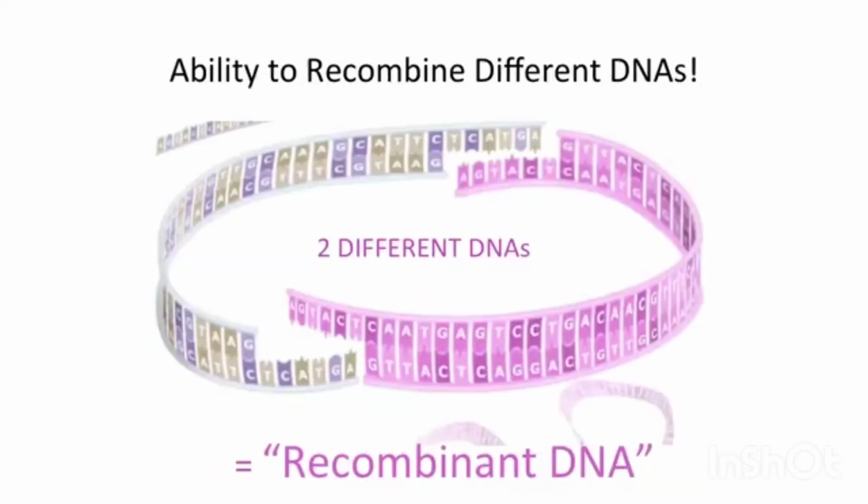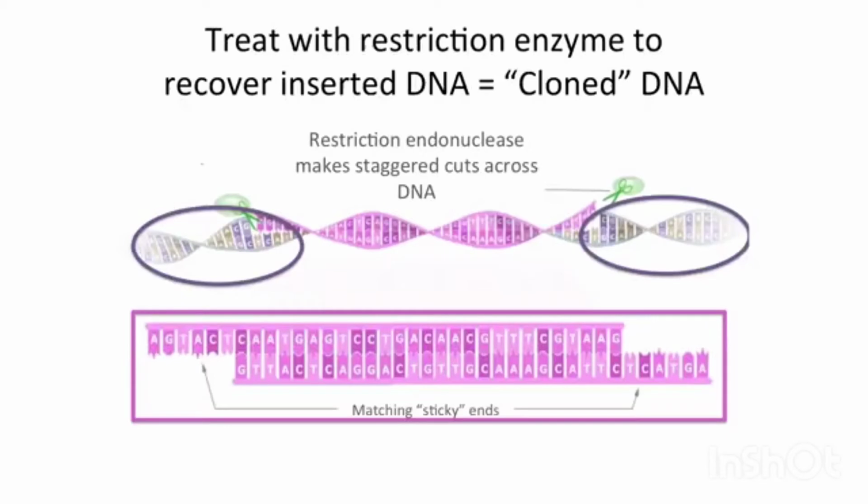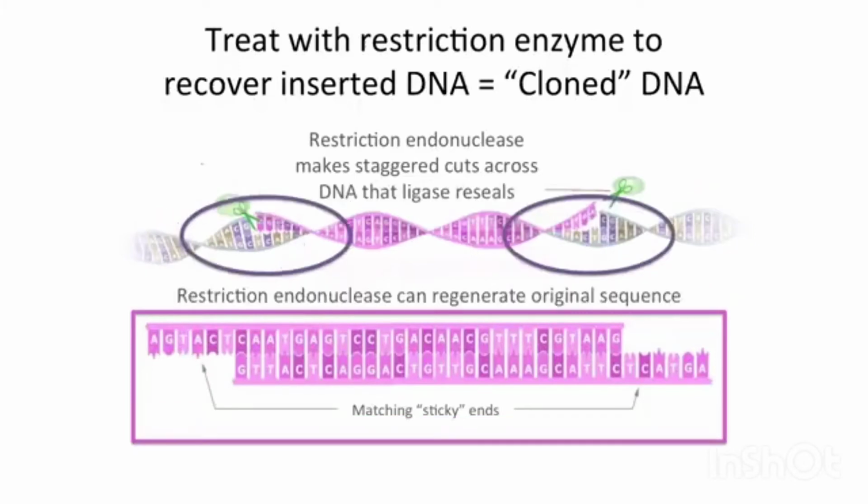And this feature of ligase makes it possible to recombine DNA from different sources as long as the sticky ends match to create a nick. DNA that has been generated by restriction enzyme digestion and then inserted into another DNA using DNA ligase is termed cloned or recombinant DNA. And the sealed ends retain the original restriction endonuclease target site so that treatment with that enzyme will recover the inserted DNA.